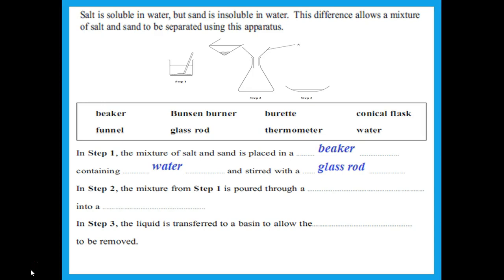In step 2, the mixture from step 1 is poured through a what? So that's that apparatus labeled A. What is A? A is a funnel. Into a conical flask. In step 3, the liquid is transferred to a basin to allow the what to be removed. When you put it in a basin and you're heating it, you're allowing the water to be removed.